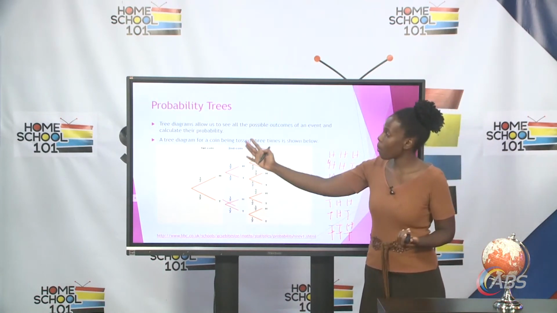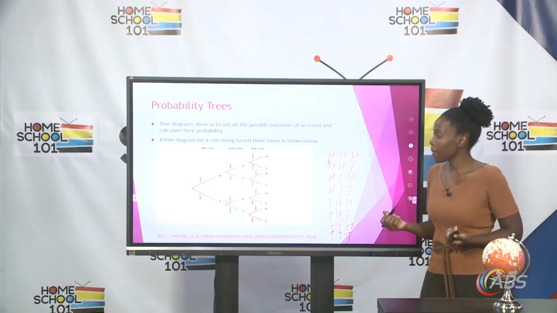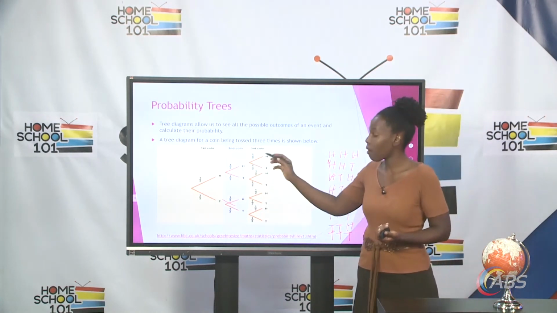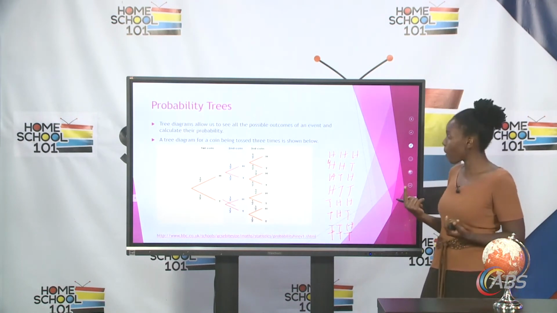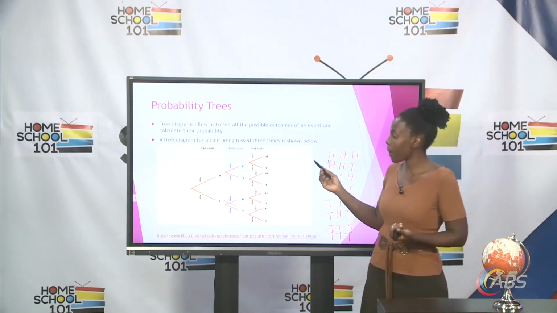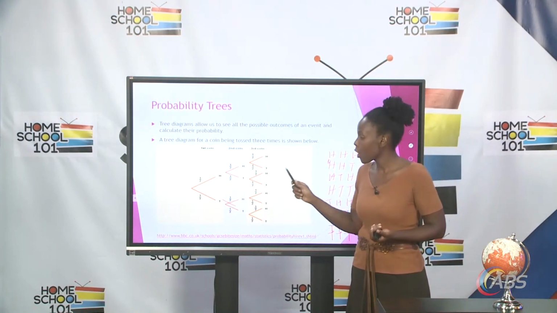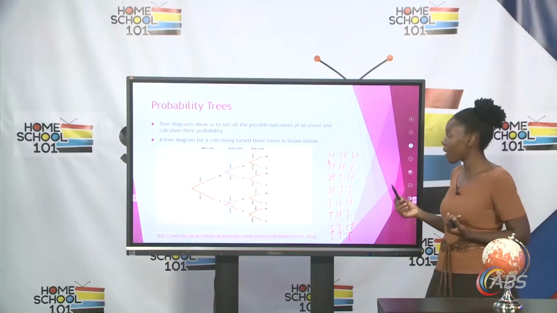And basically what we would need to do in order to obtain the probabilities is to multiply along the branches. So for example, if I wanted to find the probability of obtaining 3 heads, all I would need to do is to multiply the probabilities along the branches. So it would be a half times a half times a half, and that would give me 1/8.